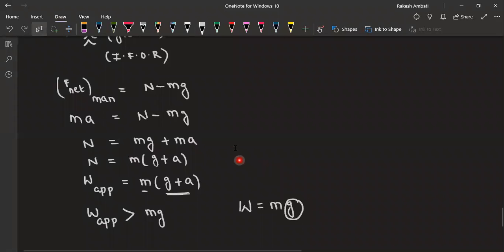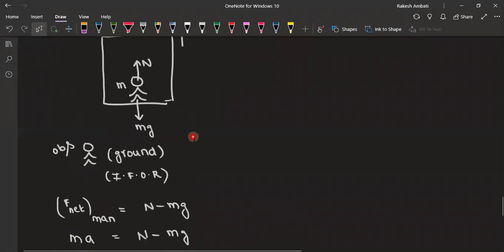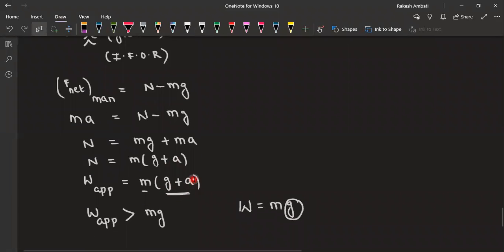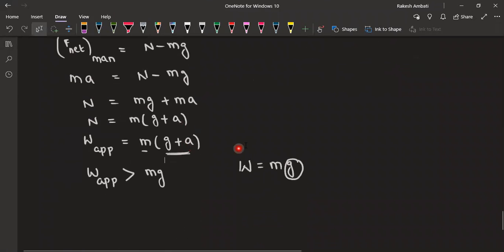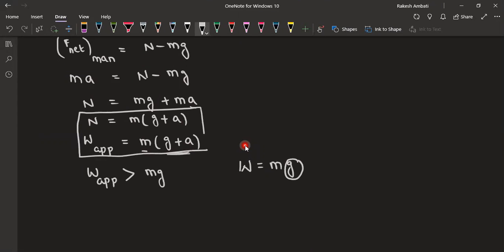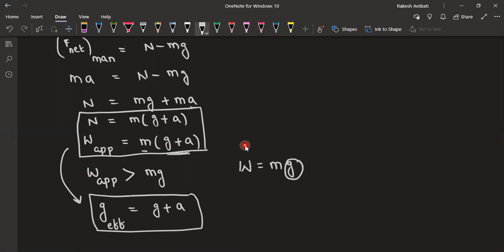So when the lift is moving upwards, what is the effective gravity? In the place of g, we have g plus a. So this g plus a is the effective gravity when the lift is moving upwards. This is one formula we have to remember. When the lift is moving upwards, the apparent weight is m into (g plus a), and the effective gravity when the lift is moving upwards is equal to g plus a. Why? Because this equation for finding effective gravity is applicable.